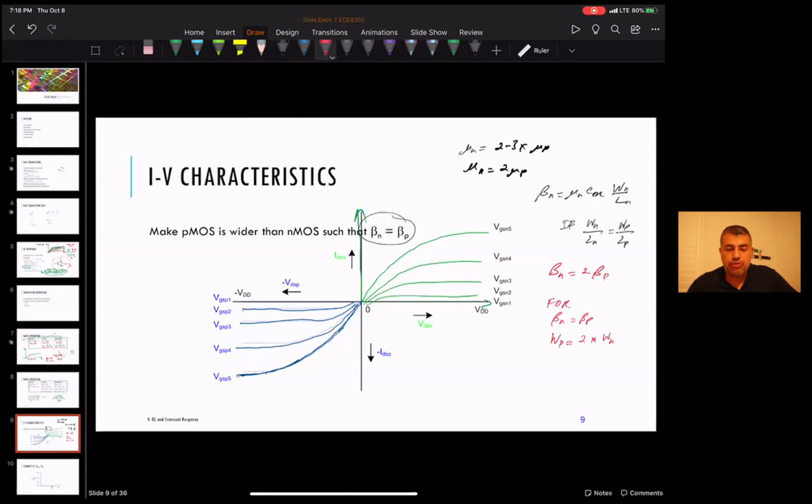Again, for every particular process those numbers are going to be different, but for our analysis today, and for what we use in the class, we are going to use these assumptions. We're just going to assume that for the same current, the PMOS has to be twice as wide as the NMOS. If we do that, the N and P curves are going to exactly match, with opposite polarity in both current and voltage with respect to each other.